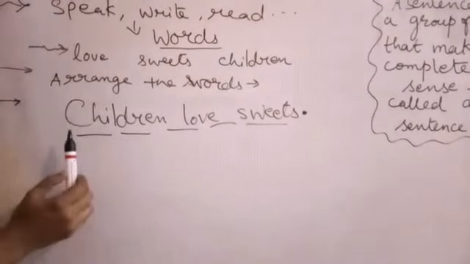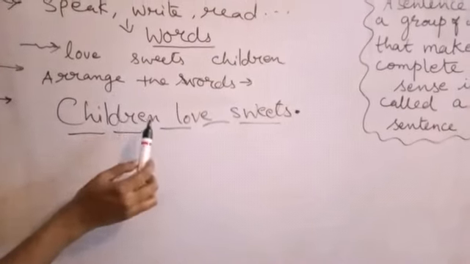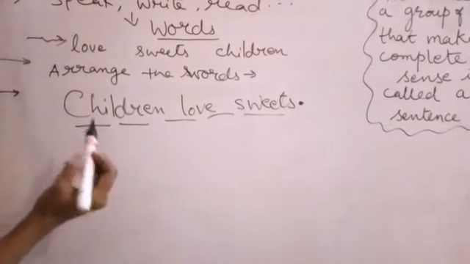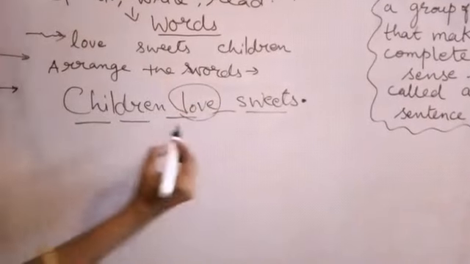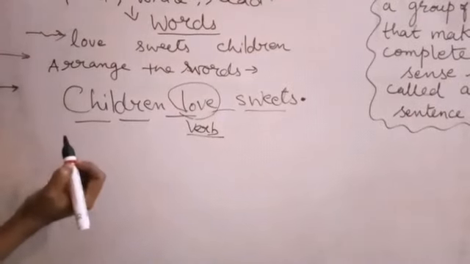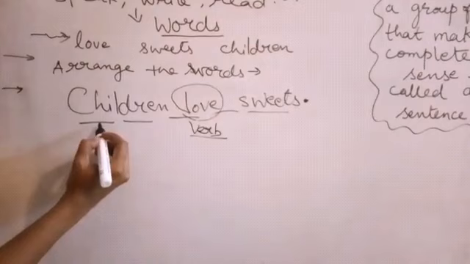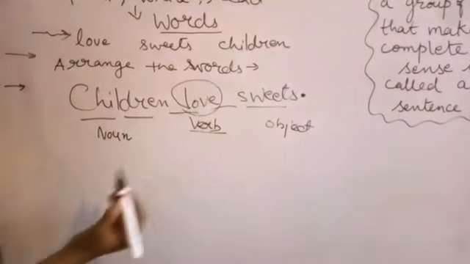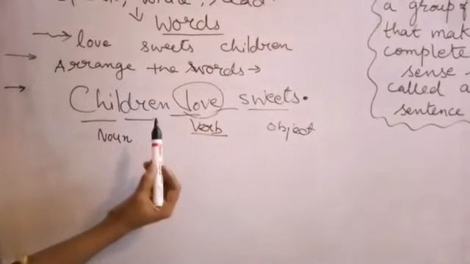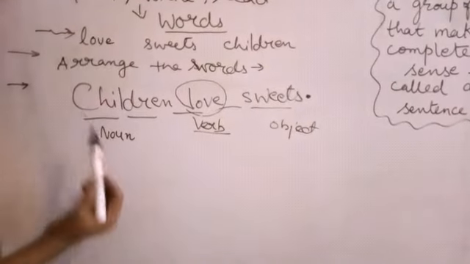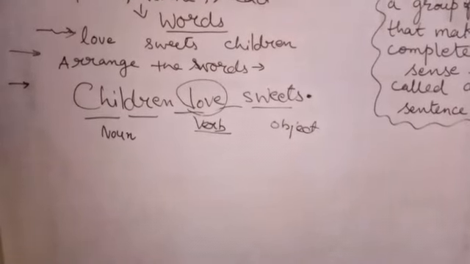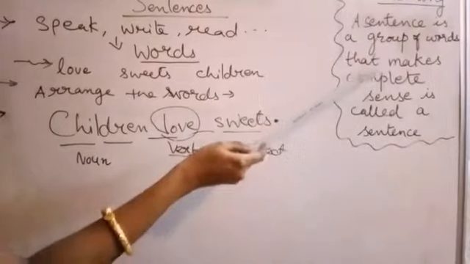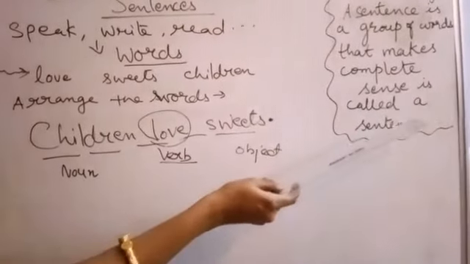So what is a sentence? A sentence is a group of words that makes complete sense. Now when we write a sentence, we have to use a verb. Each sentence has a verb. Now what is this? Children, it is a noun. And what is this? It is an object. So students, in a sentence, we need noun, verb and object. Now, I will say the meaning. What is a sentence? A sentence is a group of words that makes complete sense.